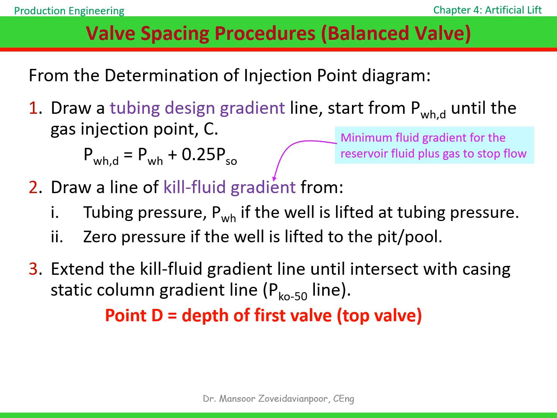First, draw the tubing design gradient from the design wellhead pressure to the injection point. Next, draw the kill fluid gradient and extend it until it intersects the casing gradient. That intersection is point D, which represents the first or top unloading valve. In simple terms, this step determines where the unloading sequence begins.